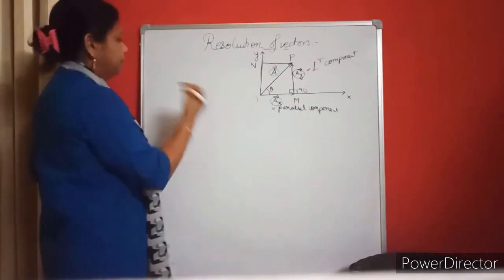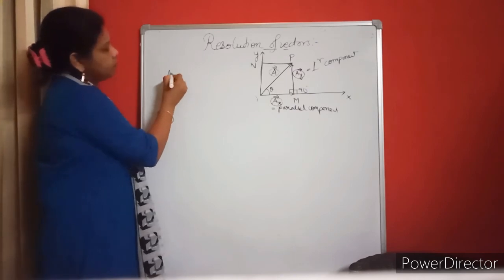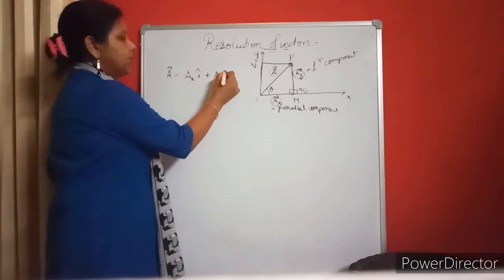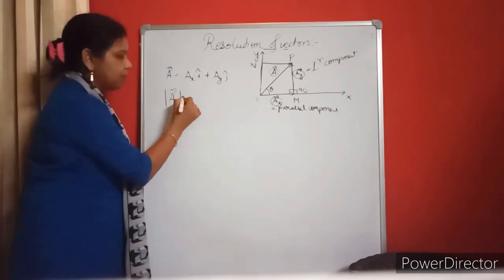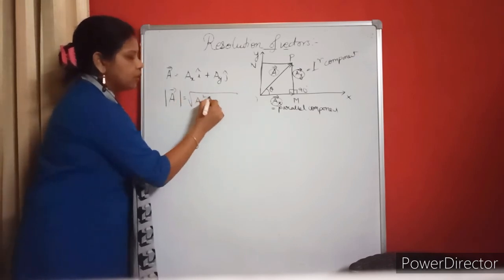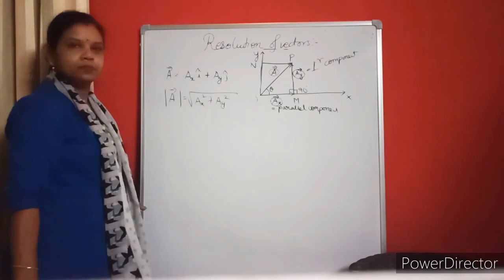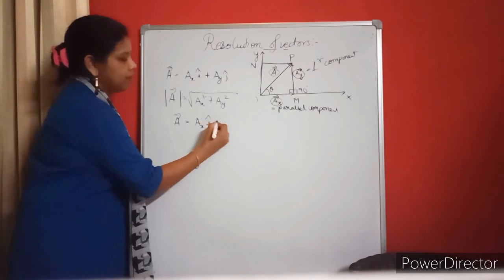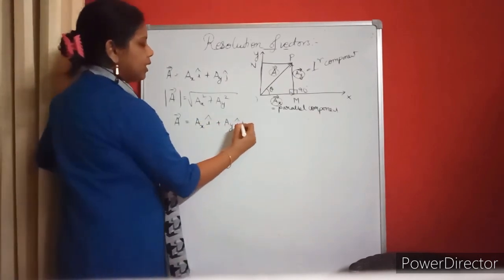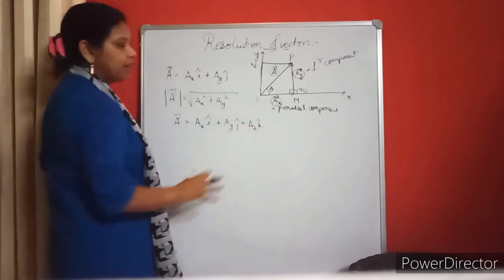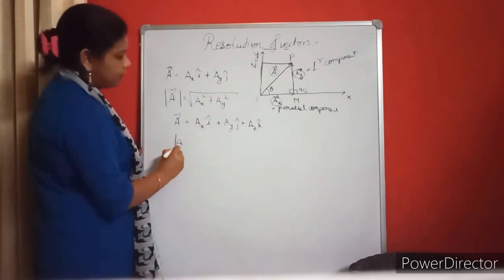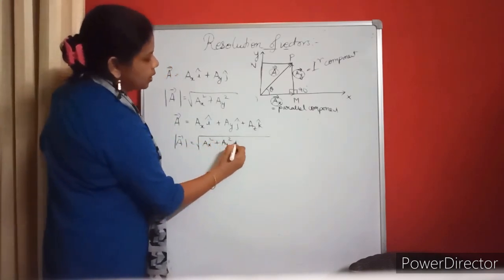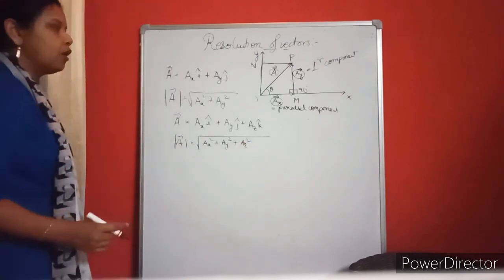Another thing I would like to tell you here. Suppose I have written A vector equals to AX i cap plus AY j cap. How did we get the magnitude? Do you remember? Just now we did that. It is root over AX square plus AY square. If instead of that I have written A vector is equals to AX i cap plus AY j cap plus AZ k cap, I can write the three vectors also now. So in this case, if I find out the magnitude, it will be root over AX square plus AY square plus AZ square. So this is how we have to proceed.